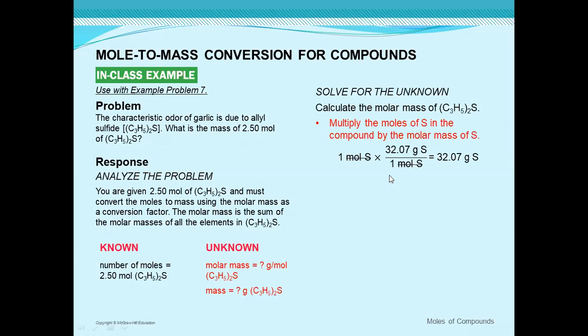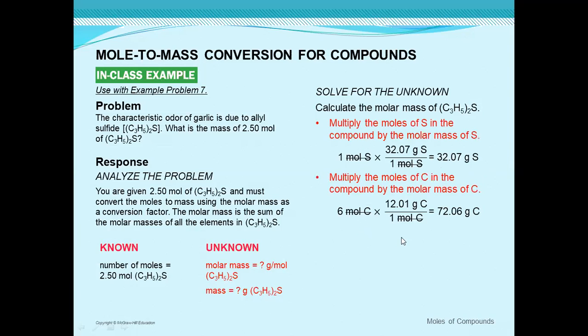Molar mass equals: sulfur, 1 mole times 32.07, so the mass of sulfur is 32.07. For carbon, C3 by 2, we multiply 2 times 3 to get 6 moles of carbon, times its molar mass of 12, which equals 72.06 gram. Do you observe it? This is from carbon and this is from sulfur, only 1 mole of sulfur.